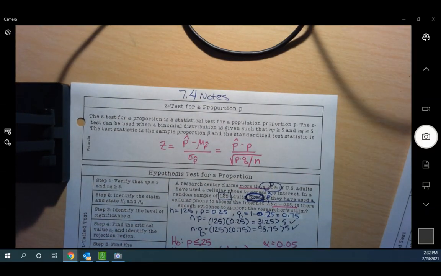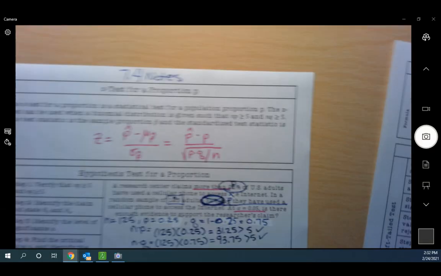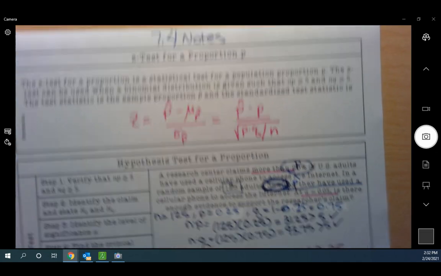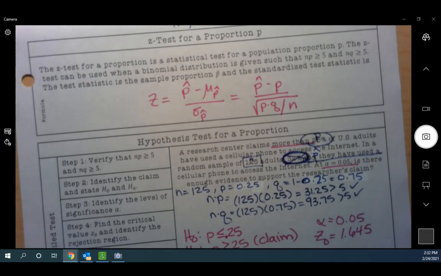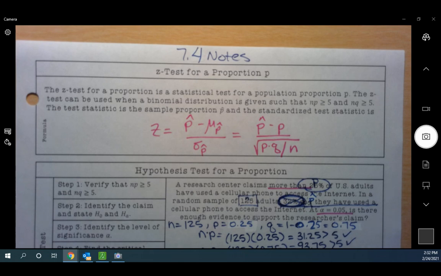Okay, so 7-4 is all about using the z-test for proportions. In 7-2, all the questions dealt with the mean. H0 was something to do with the mean: greater than, less than, or equal to a certain amount. With these types of questions, they will all be talking about proportion, usually in the form of a percent. So your H0 and HA will all deal with the percentage.